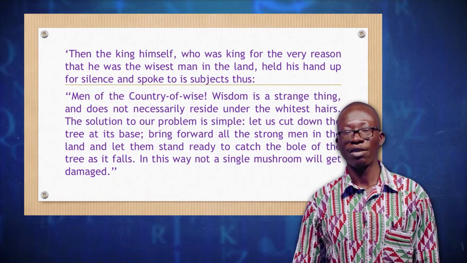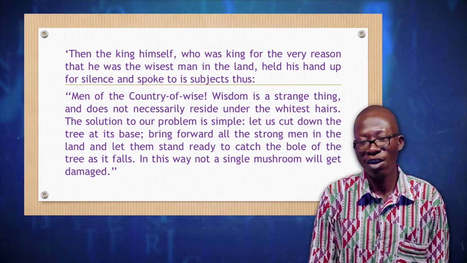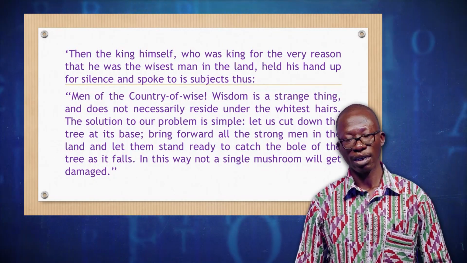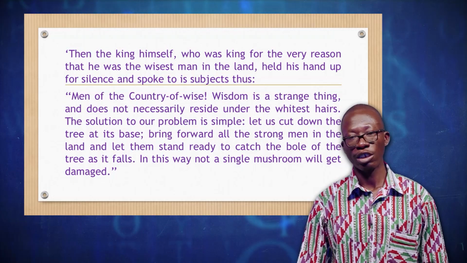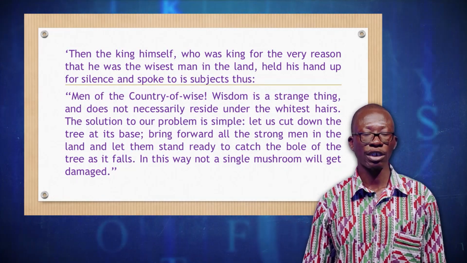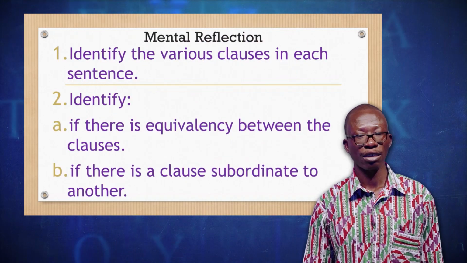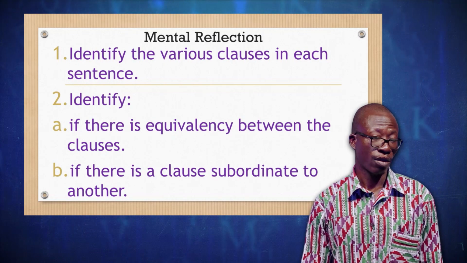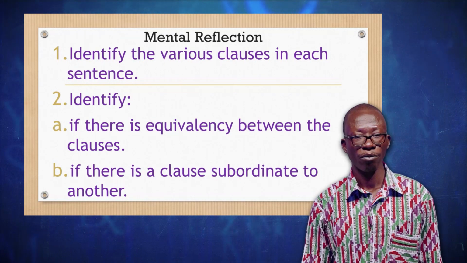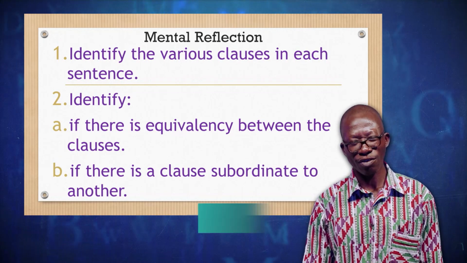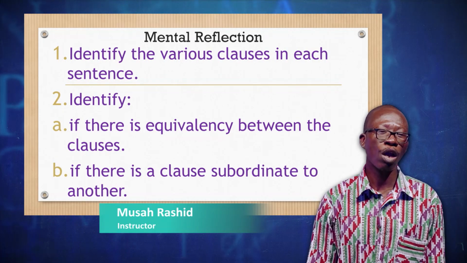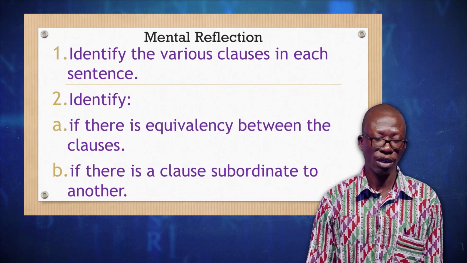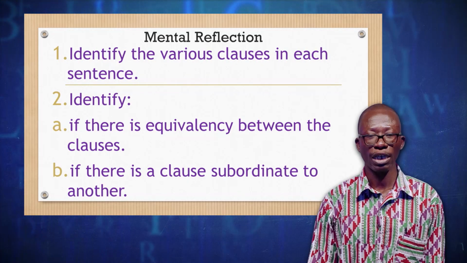Now, having finished reading the entire passage, let's analyze the passage, each paragraph against the questions we were given. And what were the questions? The questions expected us to identify the various clauses, and again, to find out whether the clauses we identify are of equal weighting. If they are not of equal weighting, which clause is subordinate to the other? That's what we shall be looking at.